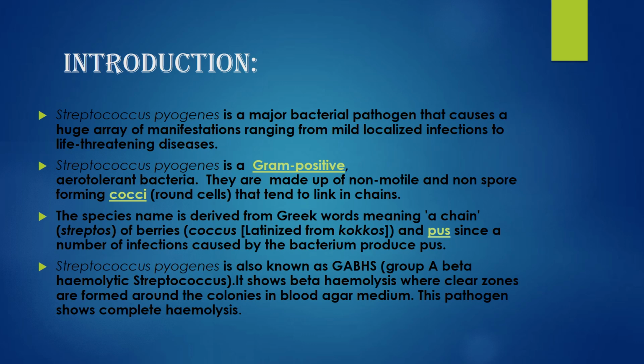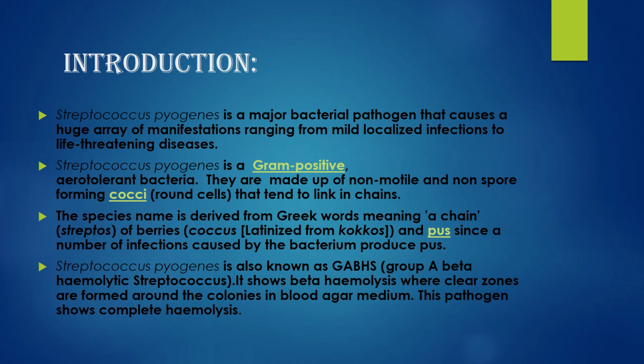What are they made of? They are made up of non-motile and non-spore forming cocci. What does this cocci signify? Cocci signify round-shaped cells. In Streptococcus pyogenes, these round-shaped cells or cocci are arranged in chains.